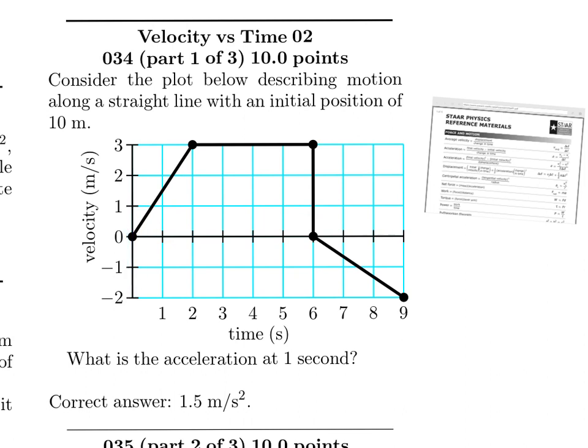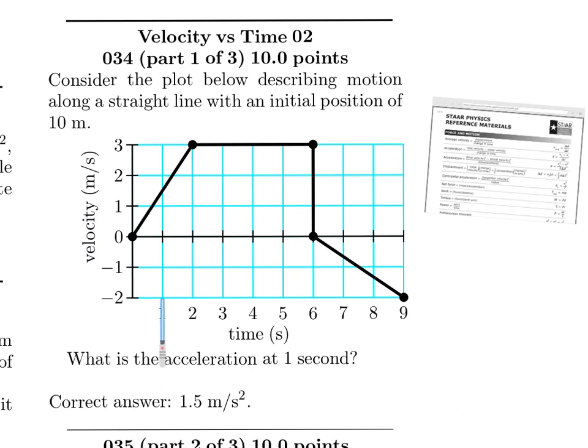So where am I not accelerating? I'm not accelerating from 2 seconds to 6 seconds because I don't have a slope that is not zero, right? The slope here is 0, which means I'm not accelerating. My change in y is 0, and that's change in velocity of 0, right? Okay, what is the acceleration at 1 second?